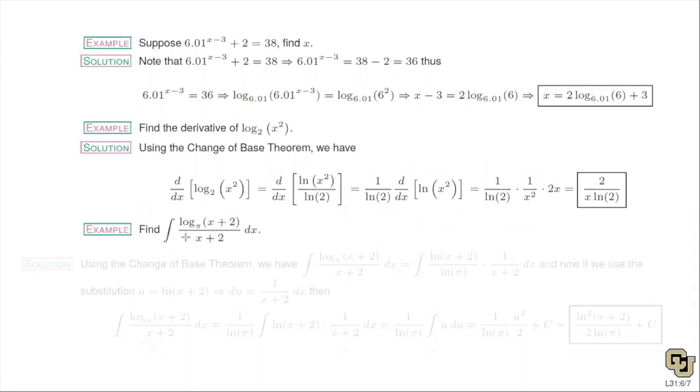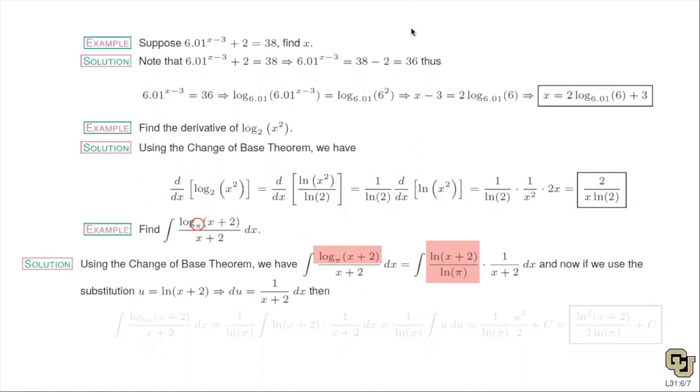So for example, here, this is an integral with log base pi. I don't know about log base pi, so I'm going to write log of x plus 2 base pi as ln of x plus 2 divided by ln of pi, where ln of pi is a constant. And now I'm going to let u equal ln of x plus 2, the part with the variable. Then du is 1 over x plus 2 dx, and we have the 1 over x plus 2 dx. So we're ready to completely do this integral.